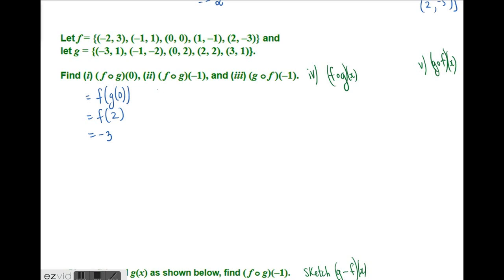Second question here, same idea. We have f composed with g, now at a different point. You should try this, pause the video, and then continue to see if you got it, okay? So we have f of g of -1. So g of -1, we go to the function g, locate -1 as the x, the output is -2. And then f of -2, we locate -2 as the x in the function f, so here it is, and the output is 3.